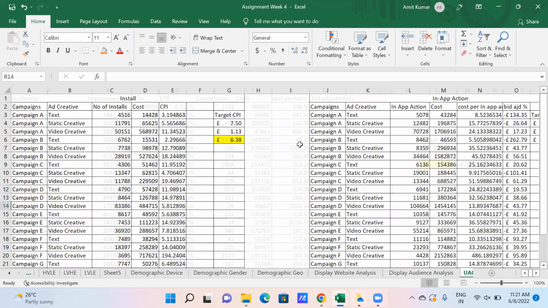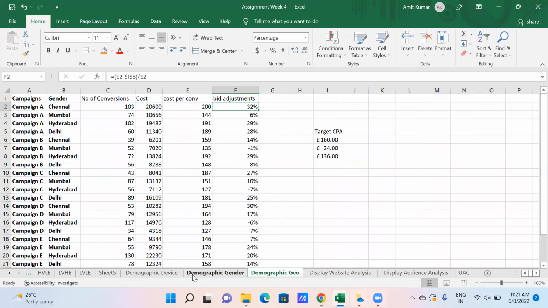Now for USC, here also you have to calculate the cost per CPI. We can do a similar type of calculation here, and we know what percentage cushion we have. Okay, so this is in a nutshell what I tried to explain.